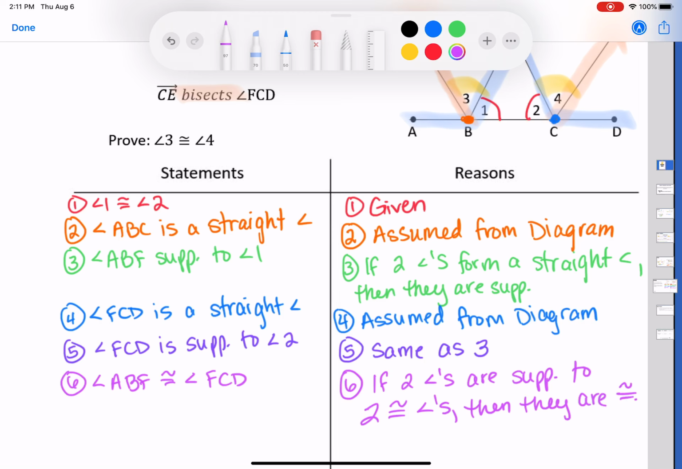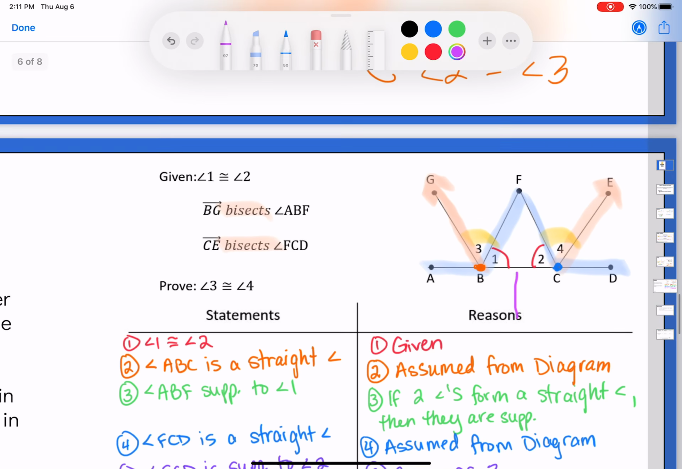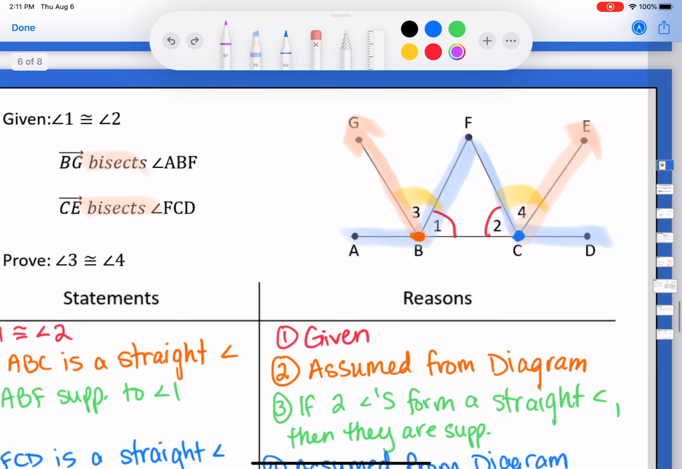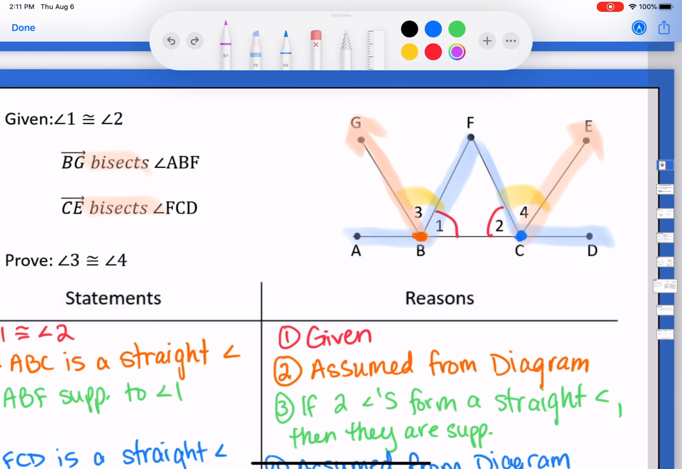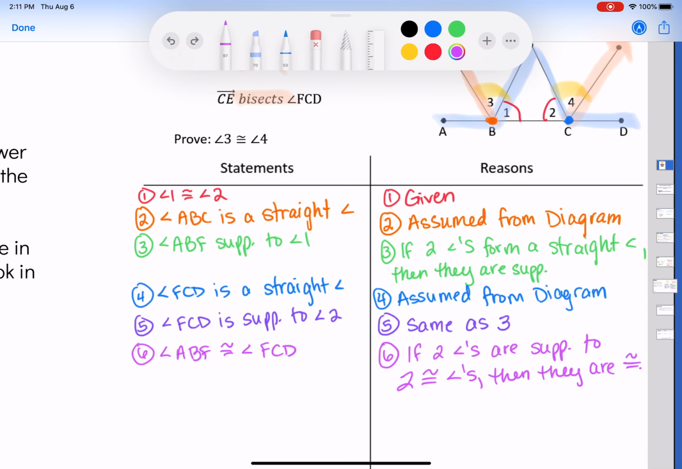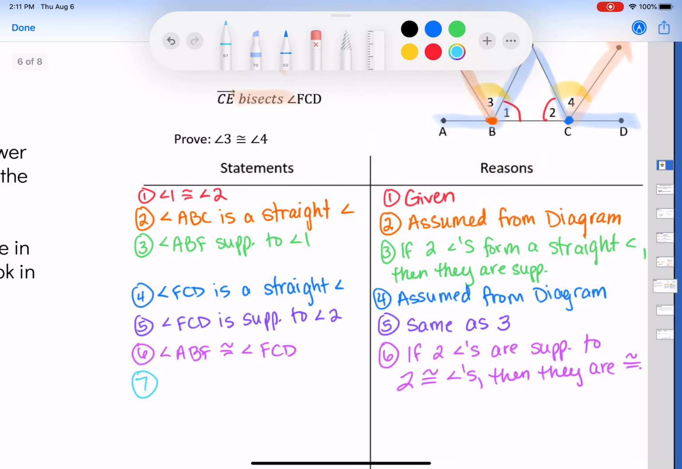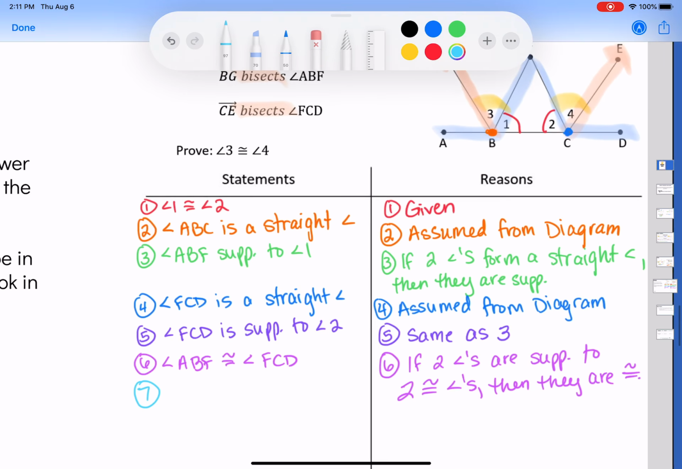Okay. So I got those big angles to be congruent, my big blue ones that I have highlighted up here. So now I have the word bisect, but I haven't put it in my proof yet. So next thing I think I'm going to do is write down those 2 givens with the word bisect in them. So step 7 is BG bisects angle ABF. Given.